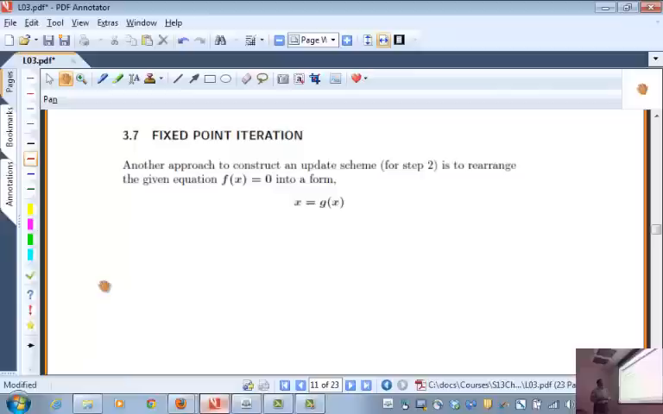In the matrix case, x will be a vector, g will be a matrix perhaps. But if it is a function, then x is a vector still, but g is a function that maps x into x itself. And that's why it's called a fixed point iteration.